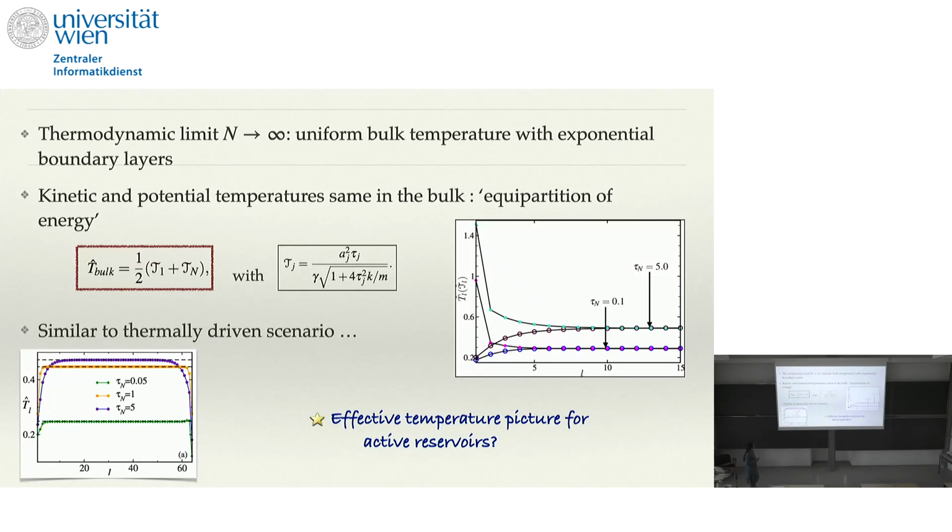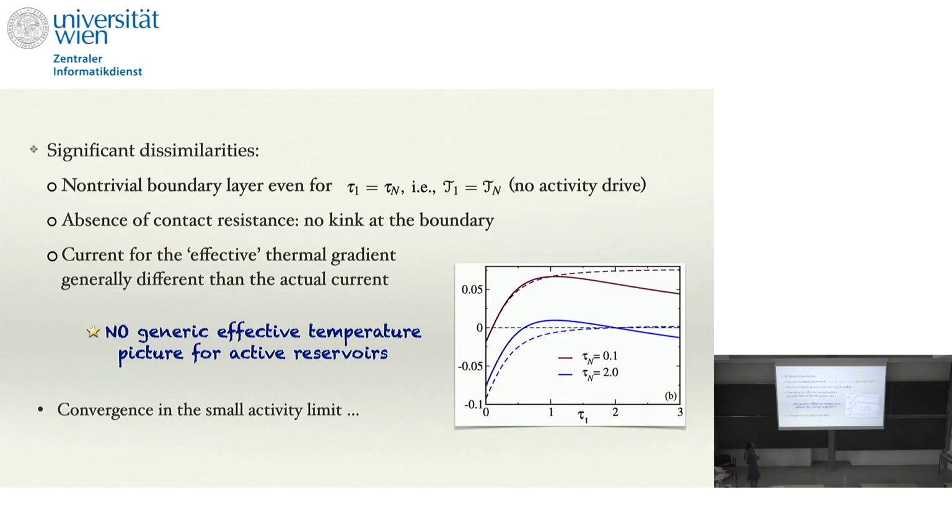Okay, so there's a flat profile, but we still have a boundary layer, which does not appear in the thermally driven case. So in the thermally driven case, if you have T1 equal to Tn, the temperature profile is completely flat. There is no boundary layer, nothing. Okay, that's one difference. Another thing is that these kinks which appear because of the contact resistance near the boundary for the thermally driven case are completely absent here.